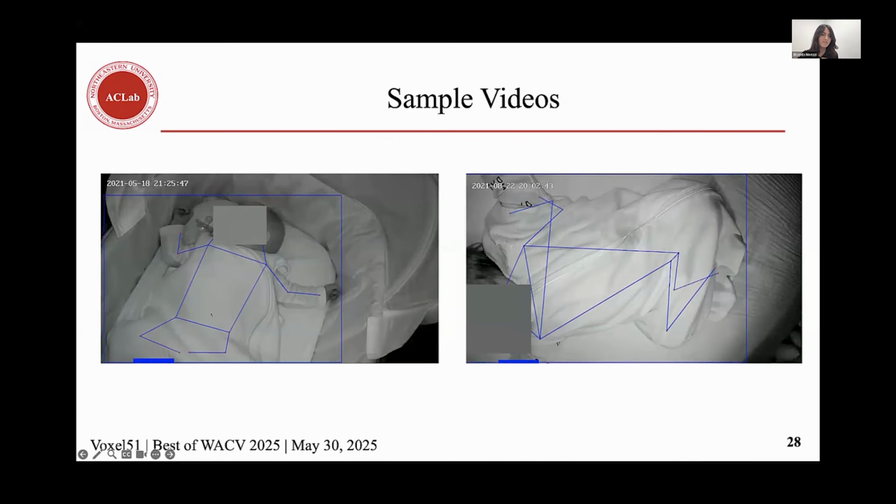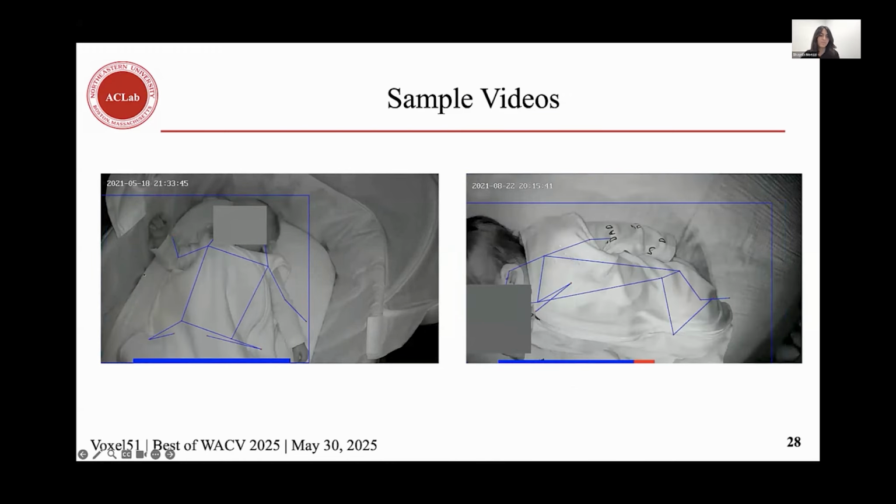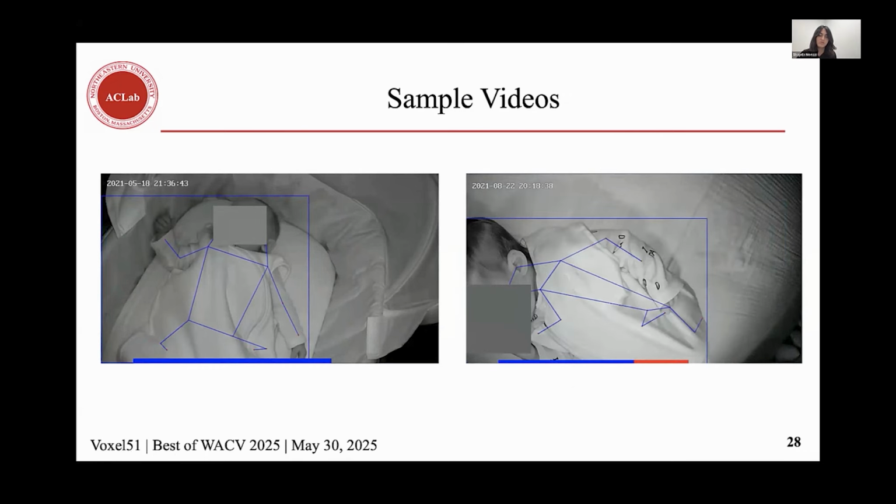And here I also present some videos, and the bar at the bottom represents the ground truth of being in the sleep or wake state, where blue is the sleep state and red is the ground truth of wake.